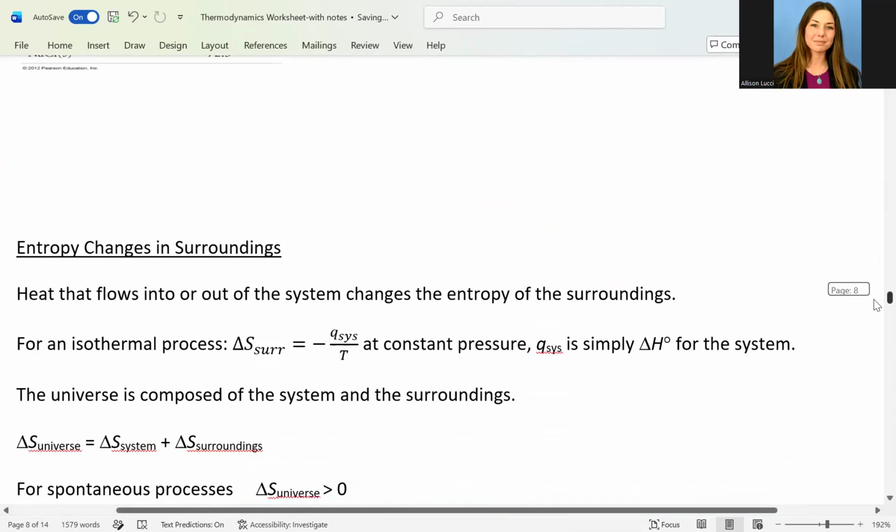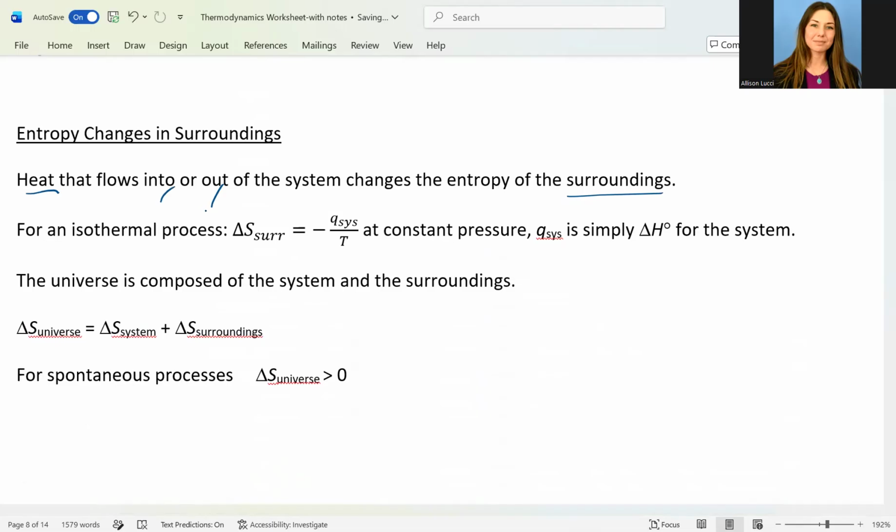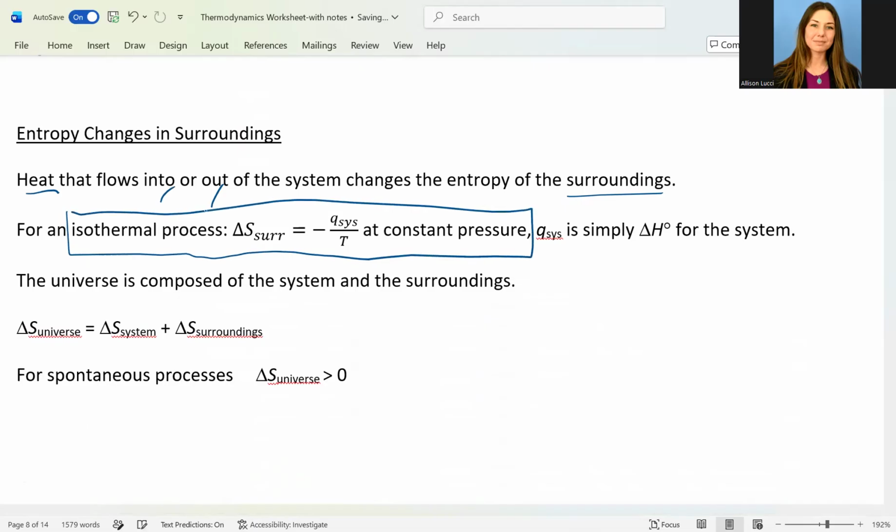That brings us to some other bits of information that have been outlined here about entropy and changes in the surroundings. Whenever heat flows in or out of our system, there's going to be a change in entropy of the surroundings, specifically for an isothermal process at constant pressure. We'll box this all in here. The change in entropy of the surroundings equals the negative heat of the system, remember, of our reversible process, divided by the temperature in Kelvin. And that's all at constant pressure.